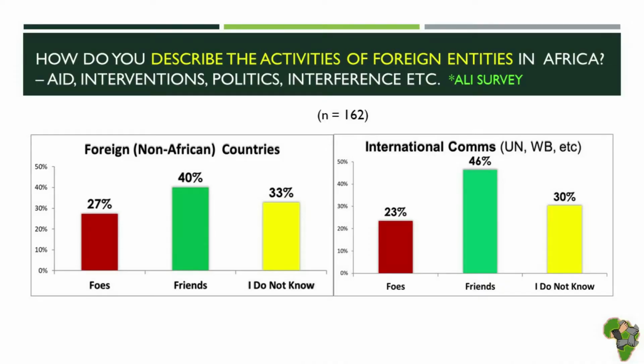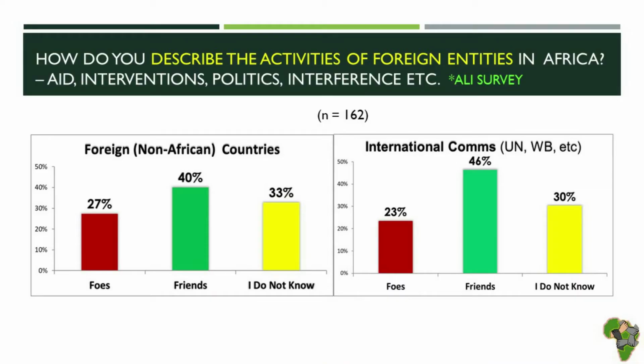Then I also try to separate that of the foreign countries and the international communities as a whole, like the United Nations, World Bank, and the IMF. And the same question showed a similar pattern, which says 23% saying they are foes, 46% saying that they're friends, while 30% on the fence. So what could be your own opinion if you had to do the survey, or looking at what you have here? Does it represent what your views could be?